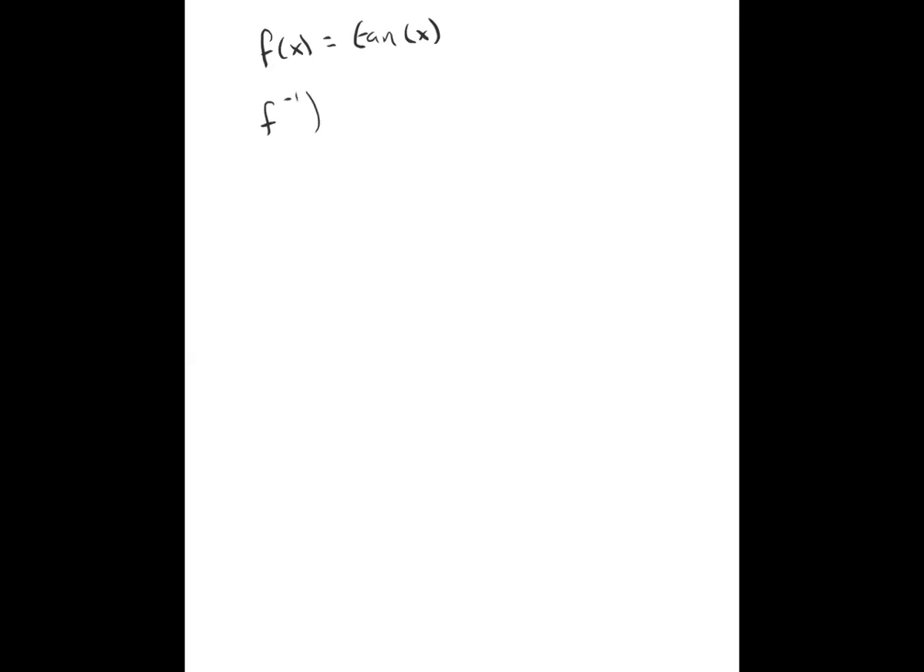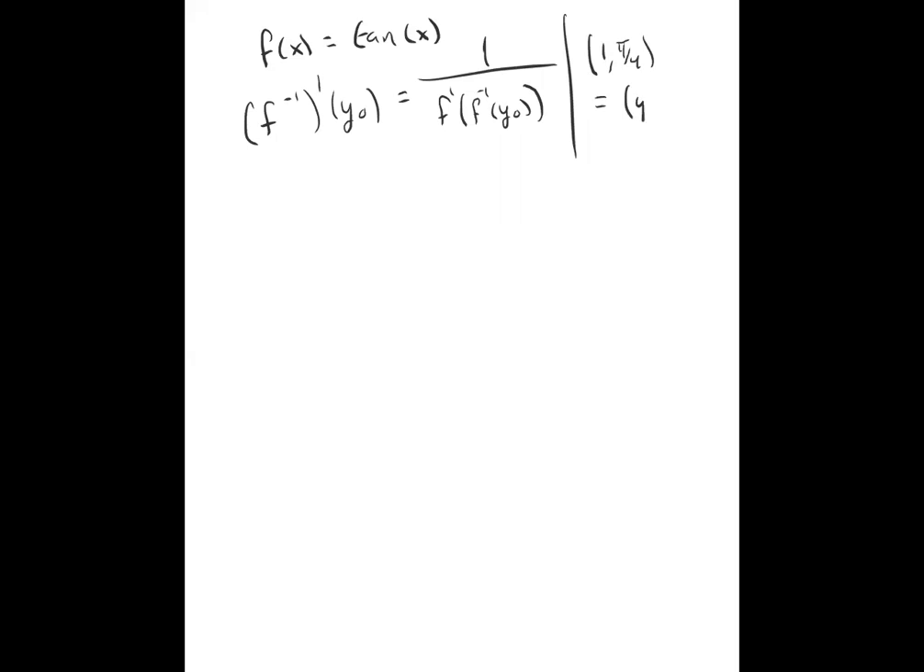It says that the derivative of the inverse function at a value y naught is equal to 1 over f prime of f inverse of y naught. This is the inverse function theorem. So let's take the point 1, pi over 4, and we'll say that's equal to y naught, x naught.